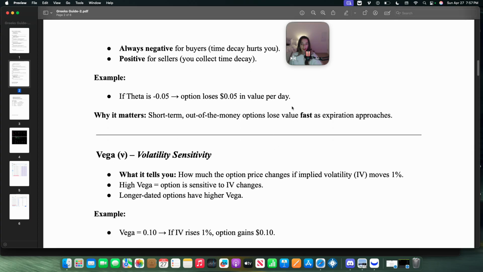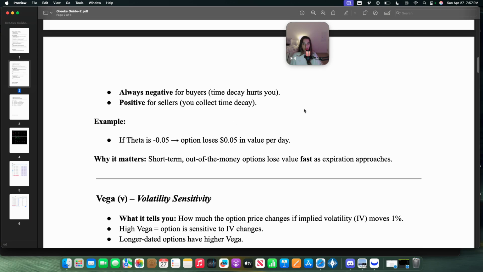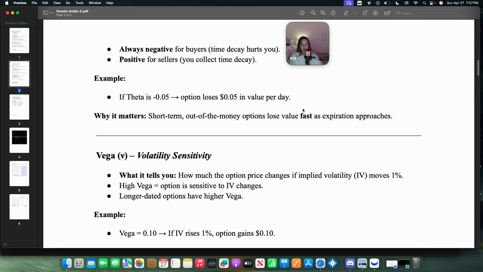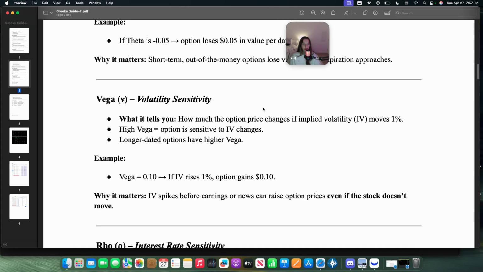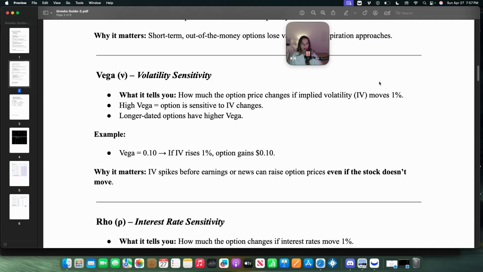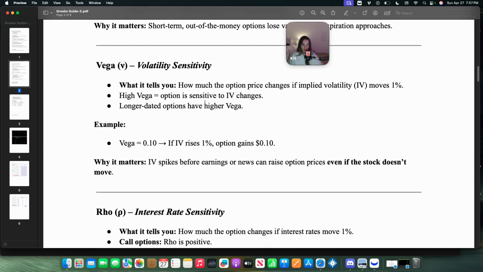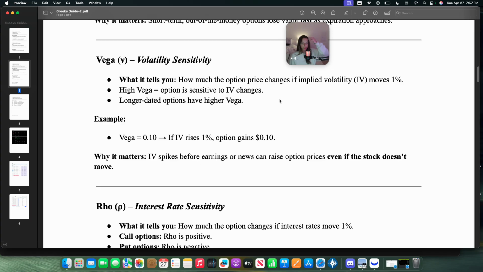So your theta is going to be much more negative when you're buying 0-dated contracts or 2-day, 3-day out contracts. And then we have Vega. I don't use it too much. I mean, I use it, but there's a lot of volatility within the stocks that I trade, so Vega is usually slightly higher for me.